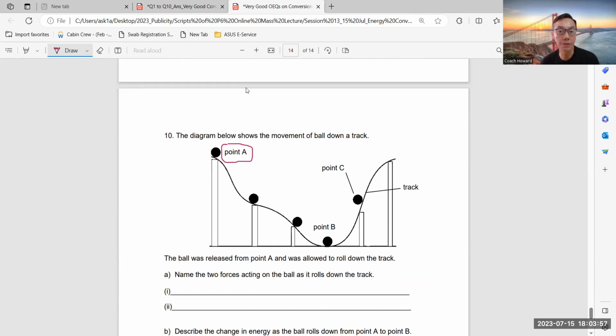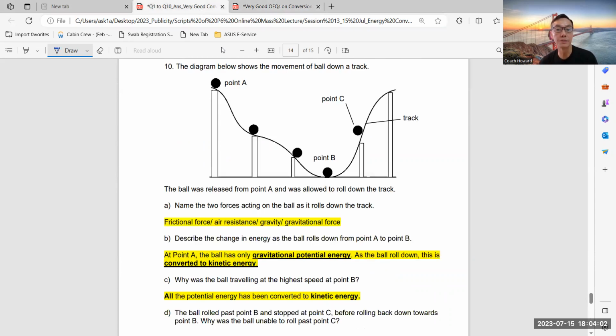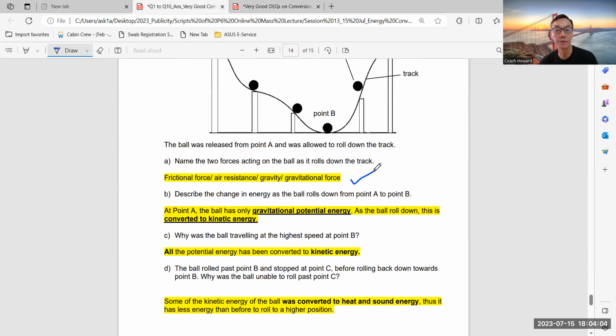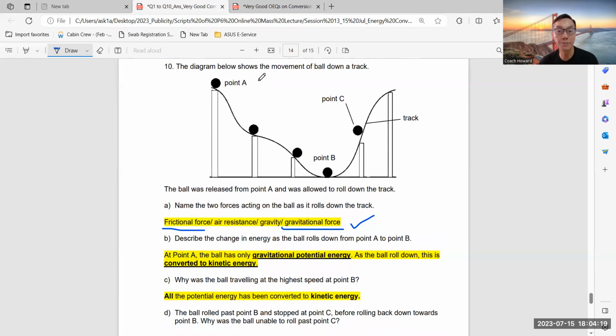So because it's in contact with the surface, we have frictional force and gravitational force. So you write this one: frictional force and gravitational force, these two. Next, describe the change in energy as the ball rolled from point A to point B. So here they have GPE, right? You mention that at point A, the ball has only gravitational potential energy. As the ball rolled down, GPE is being converted into kinetic energy.